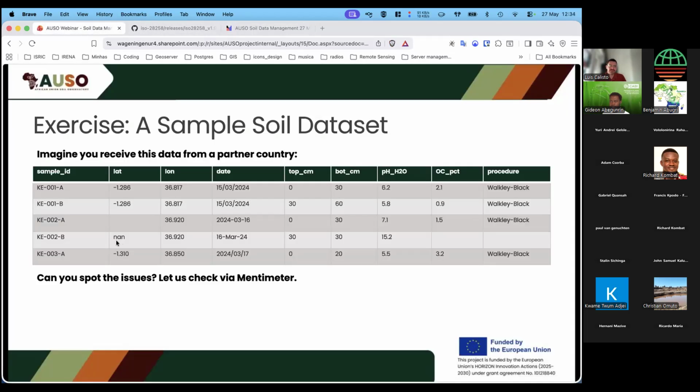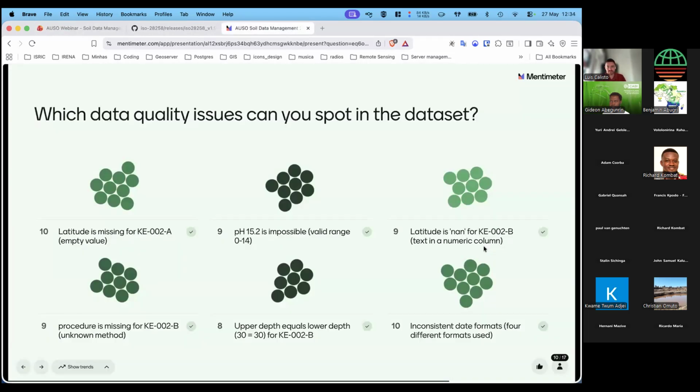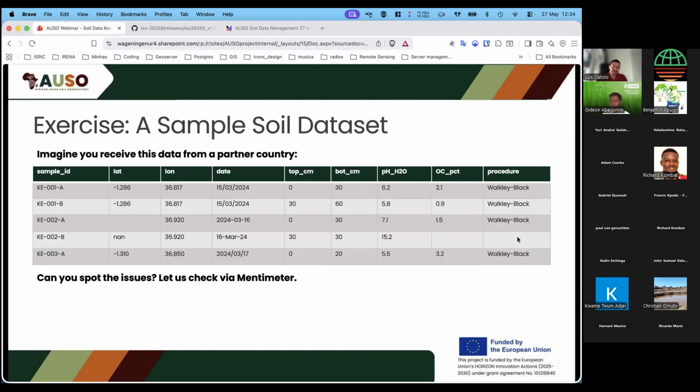The other thing is latitude, we already discussed, latitude empty or latitude none. These are different issues, so they need to be addressed, because none means nothing, and having nothing there is pretty much the same thing. So they need to be fixed. In this case, I had text in a numeric column. I should check what the data types are, numeric, text, etc. The other one is the procedure is missing.